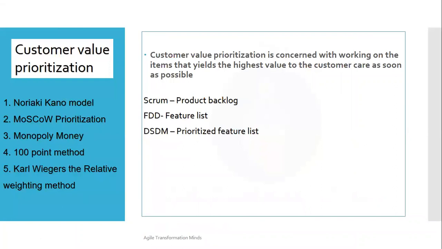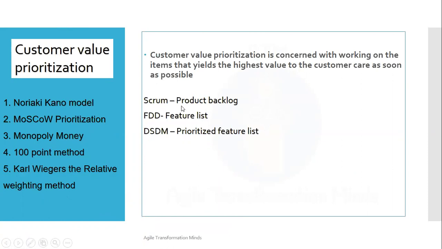So in customer value prioritization, there are 5 methods: Kano model, MoSCoW prioritization, Monopoly, 100-point method, and Karl Wiegers' relative weighting method. In PMI ACP, only the theory is covered from all these 5 methods, like how the customer values the product backlog.